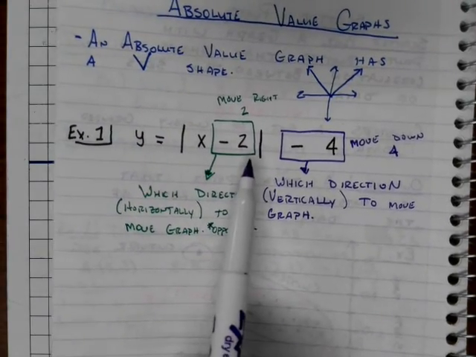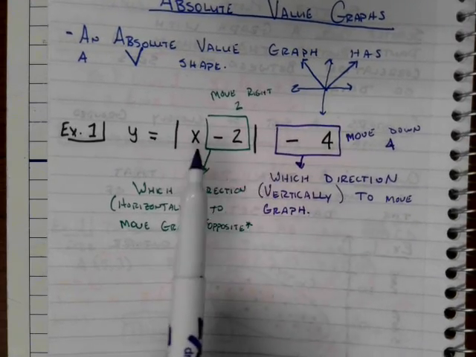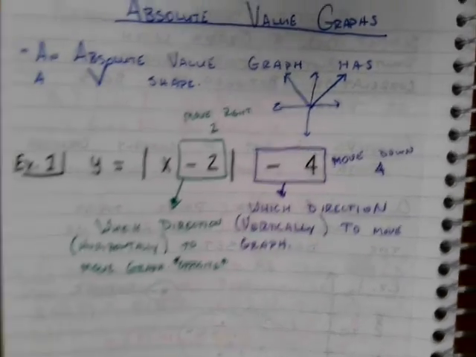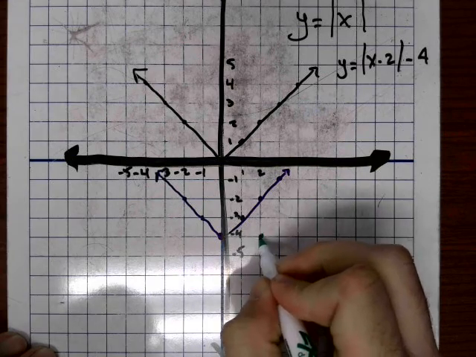The next movement was green, -2. Told you all to think opposite. Instead of going -2, we're going to go right 2. The opposite of -2 is +2. So I'm going to take this whole function and move it right 2. So we're going to go 1, 2, do my diagonals.